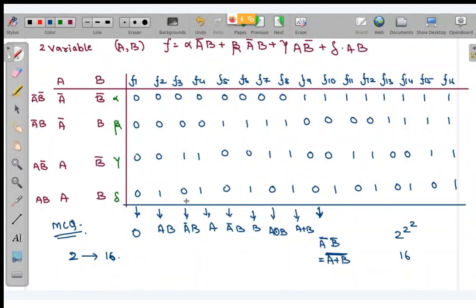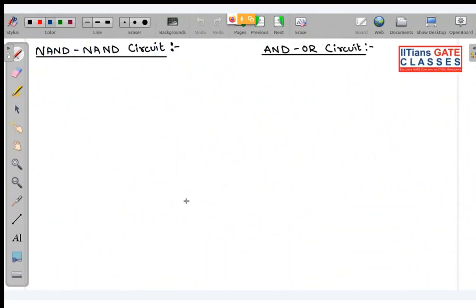Is this clear? Tell me. Any doubts in this? Any doubts, anyone? Kindly respond. If any doubts, let me know.